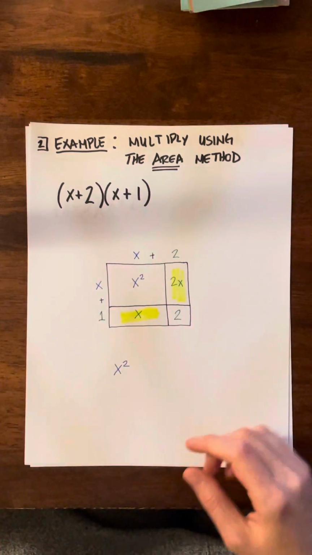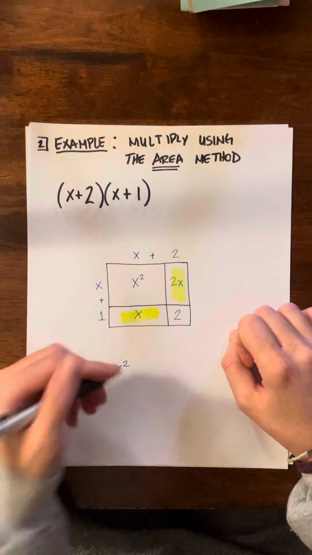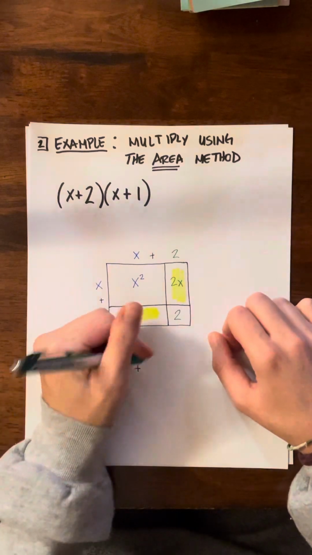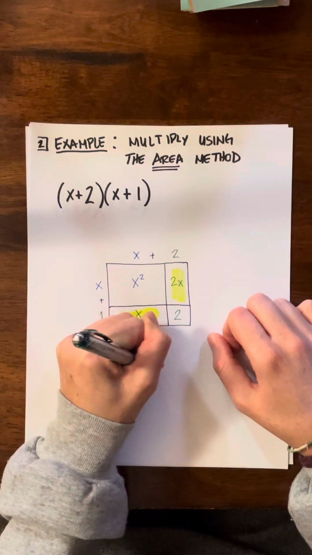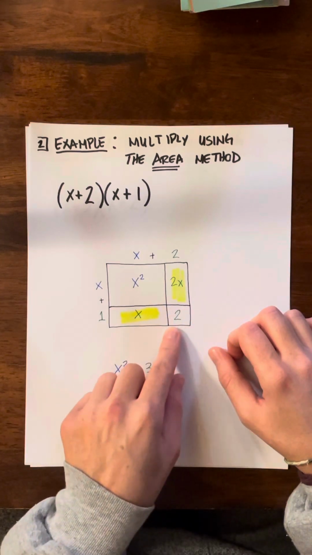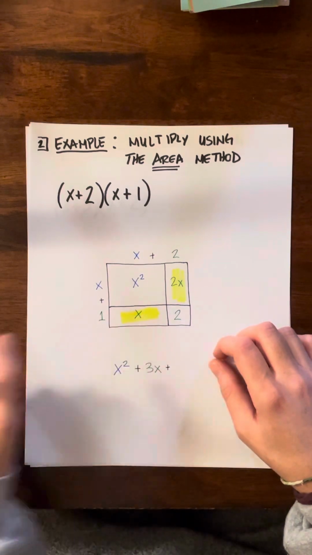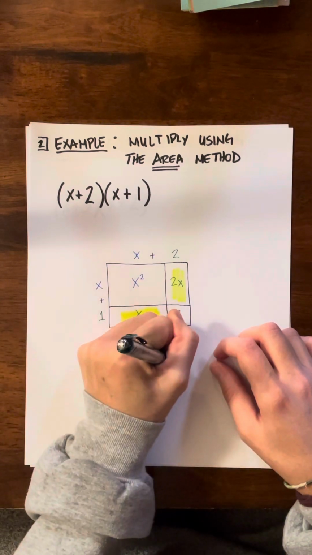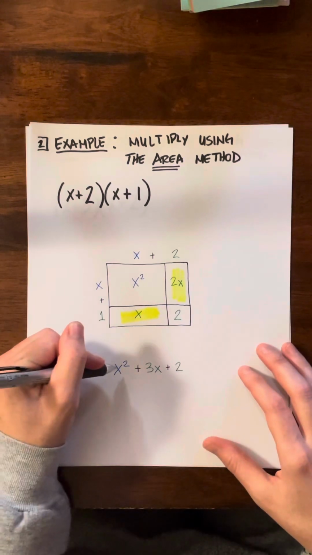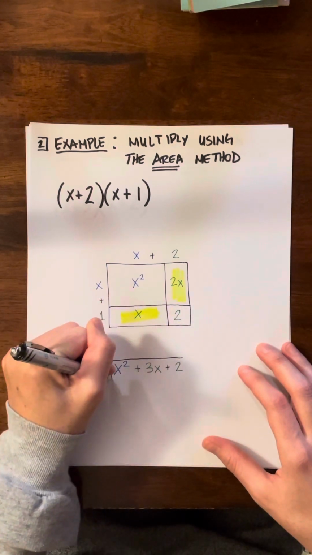We know that we have a positive 2x and a positive x, so we know we're going to add. So 2x plus x is 3x. Now we go into our final shape, our smallest shape down here, which is a positive 2, and that goes at the end of our quadratic expression. So our quadratic expression is x squared plus 3x plus 2.